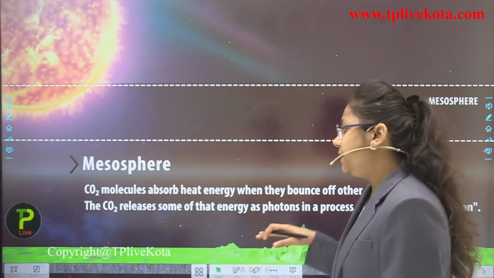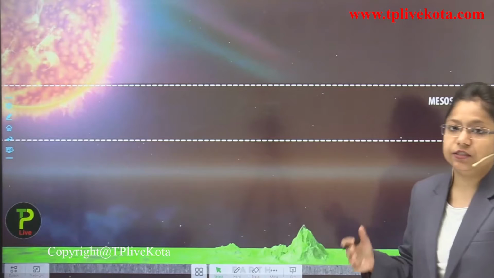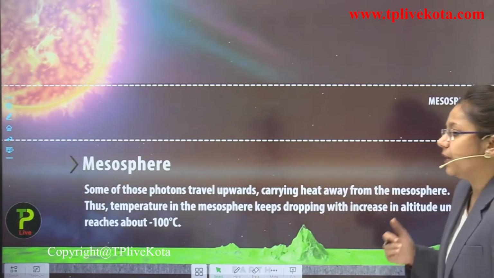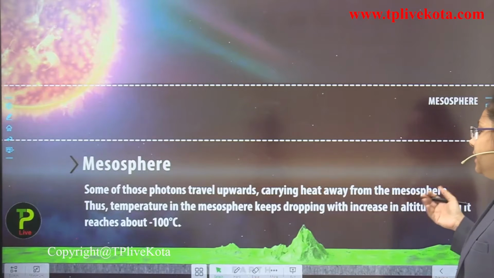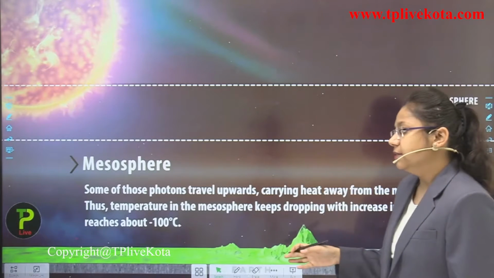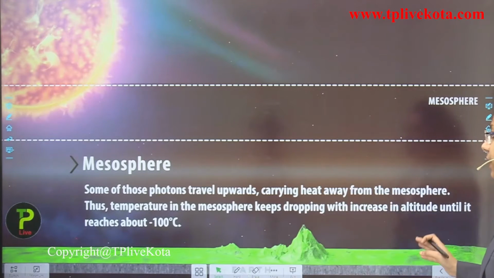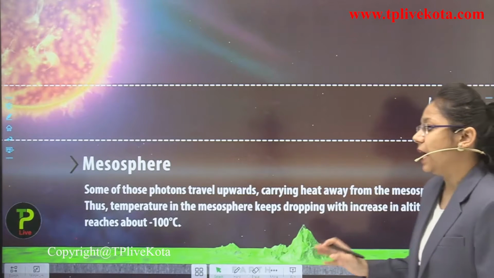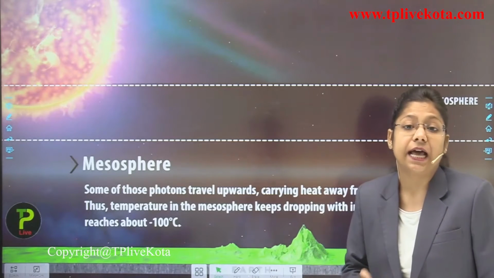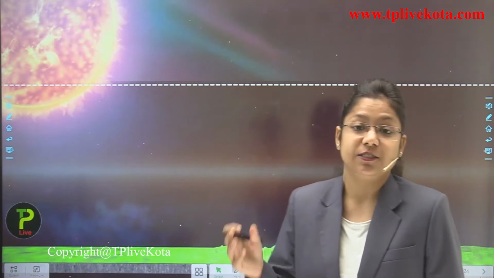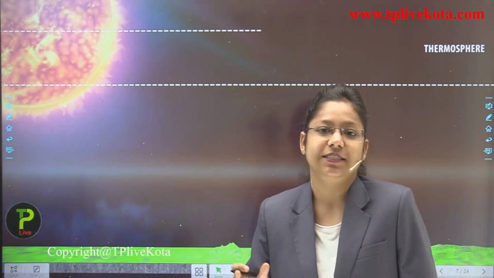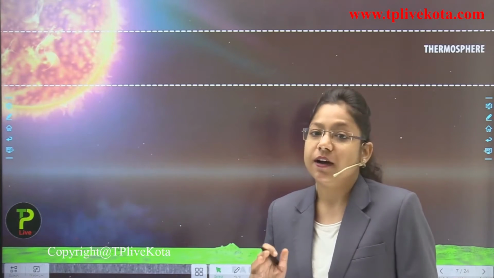So actually these CO2 molecules release some of the energy, which is known as radiative emission. Some of those photons travel upwards, carrying heat away from the mesosphere. Thus the temperature in the mesosphere keeps dropping with increase in altitude until it reaches about minus 100 degrees Celsius. So you can imagine how much the temperature is decreased, minus 100 degrees Celsius. Is this possible on our Earth to create?